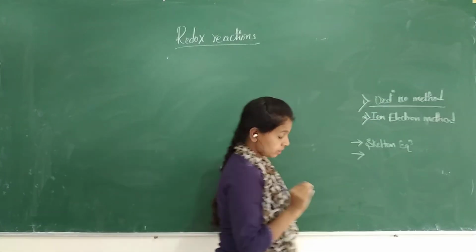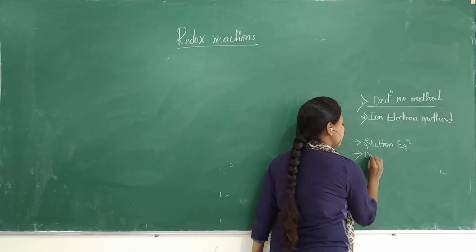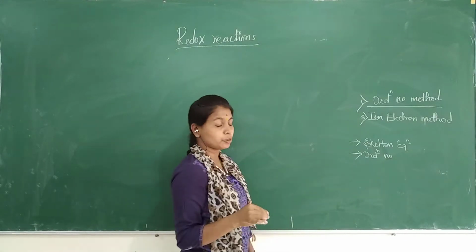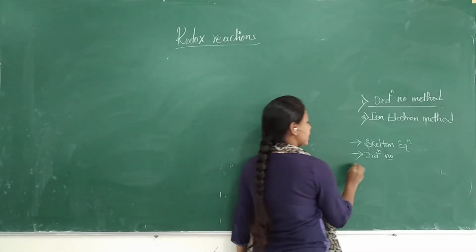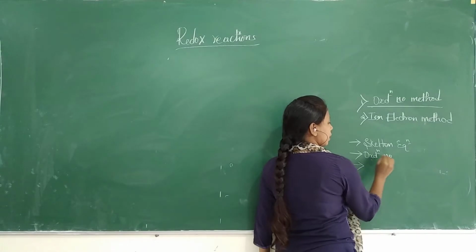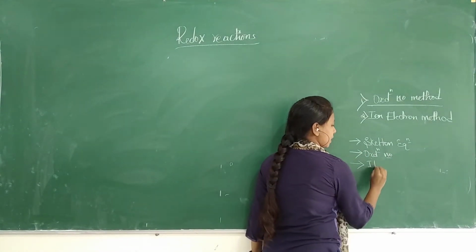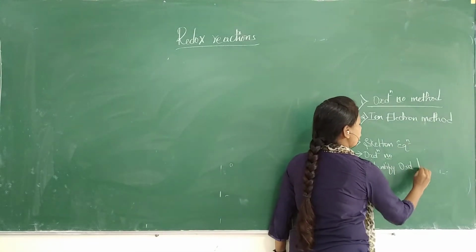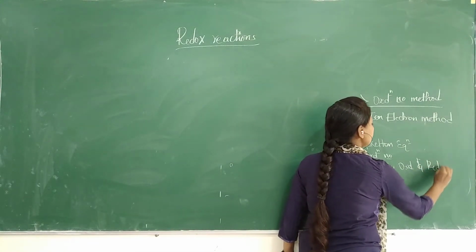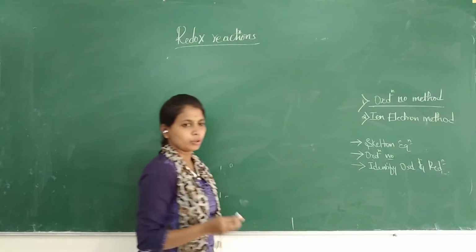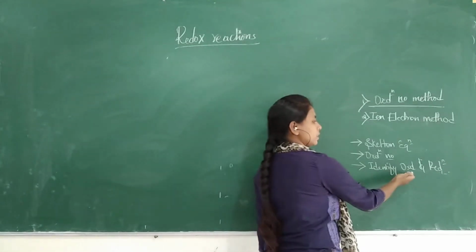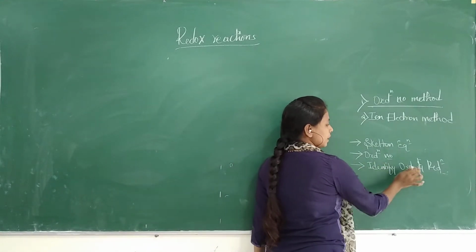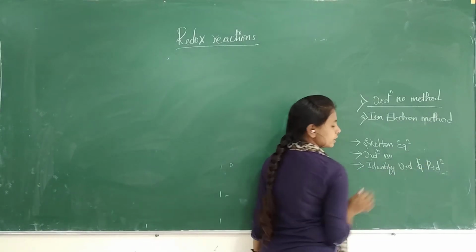After writing this skeletal equation, you have to note down the oxidation number of each atom involved in the equation. Next, once you note down the oxidation numbers, you can identify where oxidation and reduction are going to take place. Increase in the oxidation number is oxidation, decrease in the oxidation number is reduction. So you will get where there is oxidation and reduction.